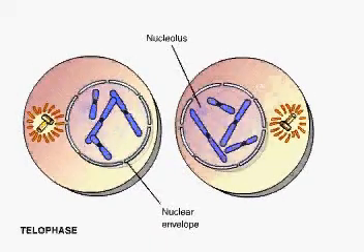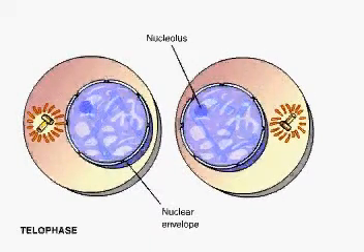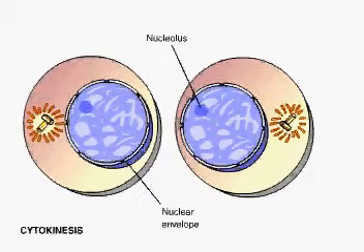The chromosomes uncoil and nucleoli appear in the 2 new nuclei. Meanwhile, cytokinesis begins, splitting the cytoplasm and separating the 2 daughter cells.